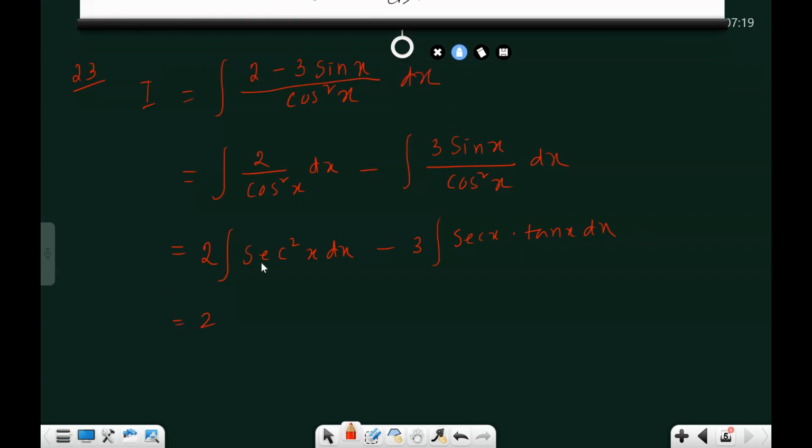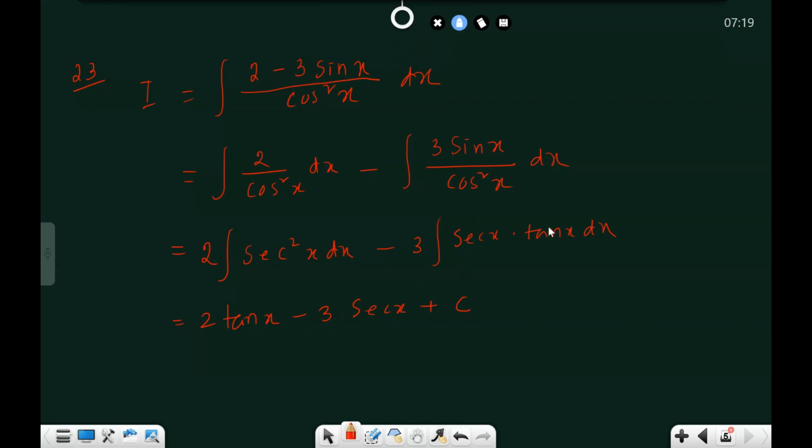So this is 2 times of sec square integral is simply tan x, minus this 3 is remaining here, integration sec x tan x, it is simply sec x, and plus constant of integration c, and this is your solution for the question.